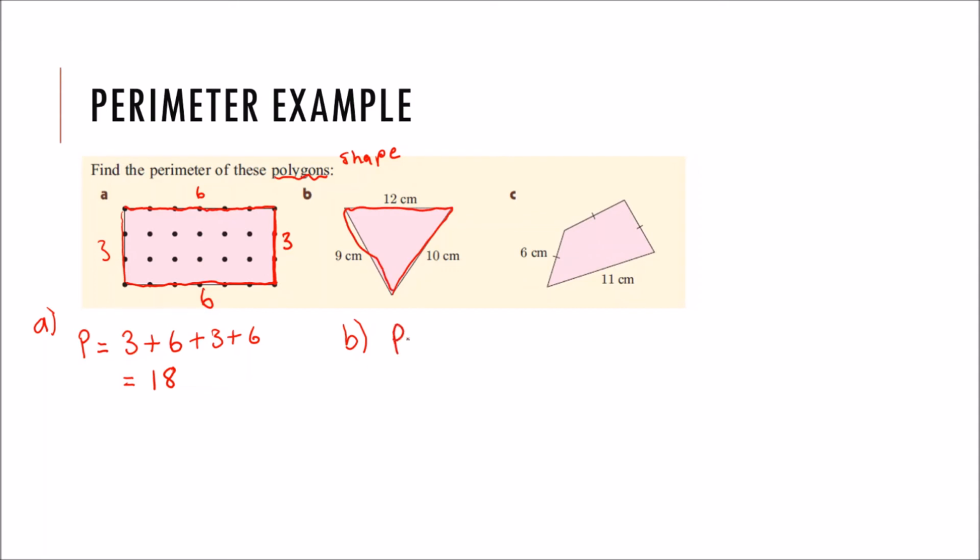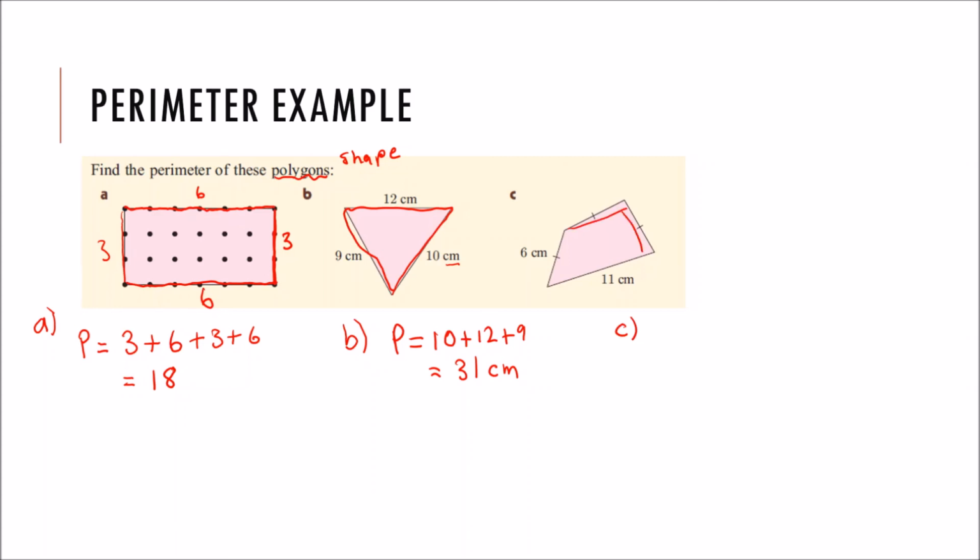So that means my perimeter is equal to 10 plus 12 plus 9. And that is going to be equal to, so I have 10 plus 12 is 22, plus 9, and that is 31 centimeters, because I have a unit given to me in this case. So 31 centimeters. Now part C looks similar to part B, only we're missing two side lengths.